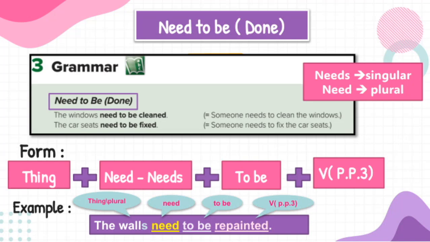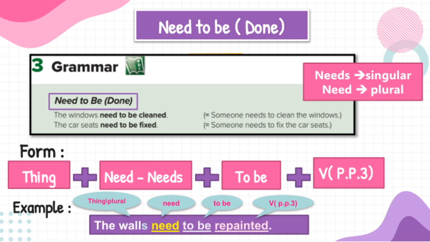Now, let's take a closer look at the concept of needs, starting with the singular form. When we use need, we're talking about a specific requirement or necessity. For example, you might say, "The walls need to be repainted," which indicates that repainting is necessary for the walls. Moving on to the plural form, needs. This refers to multiple requirements or necessities. The key point here is that the verb forms change depending on whether you're using the singular or plural.